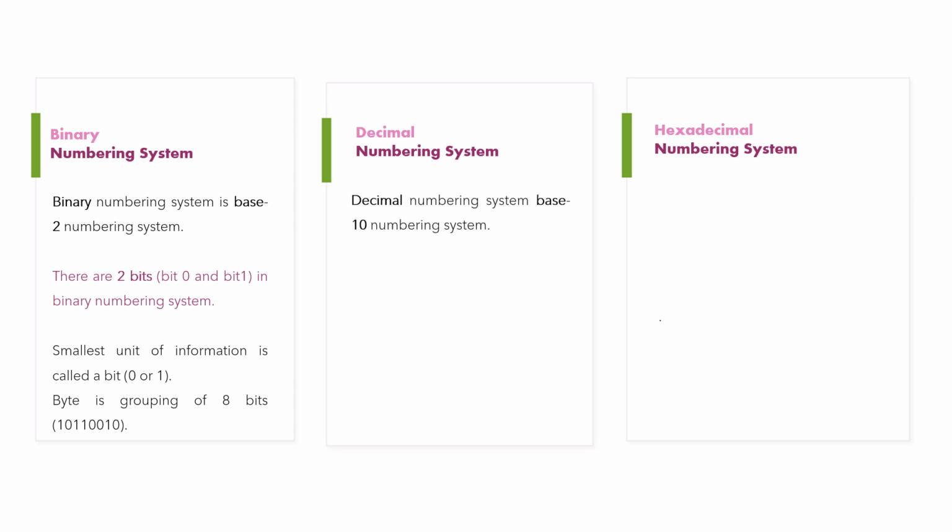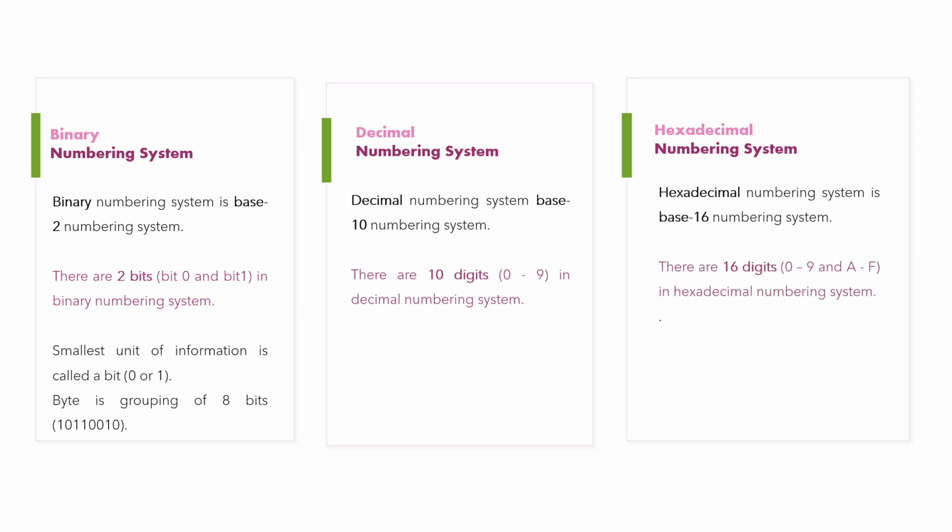Decimal numbering system is base 10 numbering system. There are 10 digits, 0 through 9. Hexadecimal numbering system is base 16 numbering system. There are 16 digits. They are 0 through 9 and A through F.